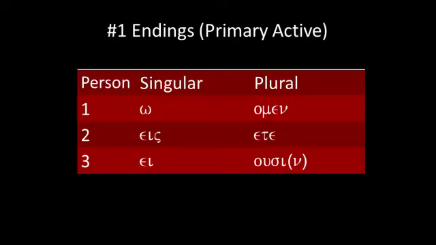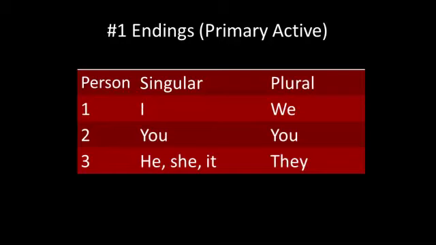O, eis, ei, omen, ete, ousi. These are the number one endings, the primary active endings. O, eis, ei, omen, ete, ousi. This will basically tell you I, you, he, she, or it, we, you, they. O, eis, ei, omen, ete, ousi.